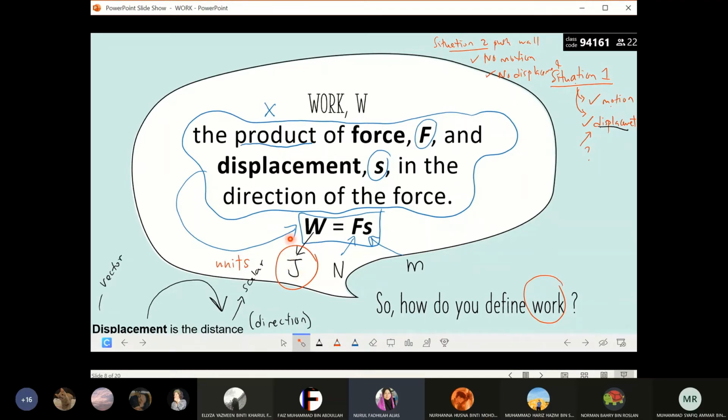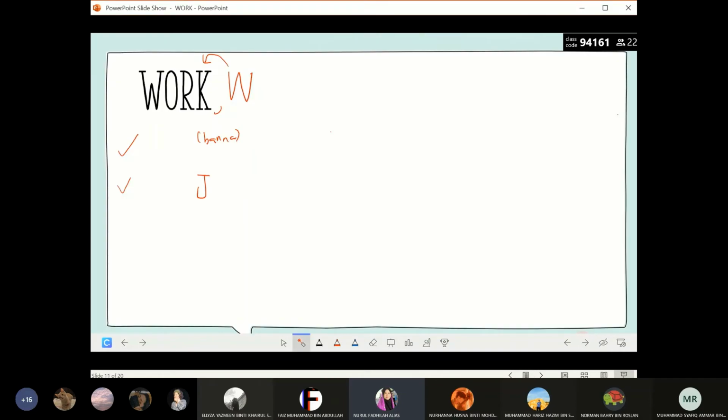Joule is the SI unit for work. Newton is the unit for what? For force. And S is the symbol, but the unit for S is meter. Can you differentiate between symbols and units? Units also have symbols. So you can write the SI unit is joule. Make sure you write it in small letter, because this is not a name, this is a unit. But this joule has a symbol, which is J.